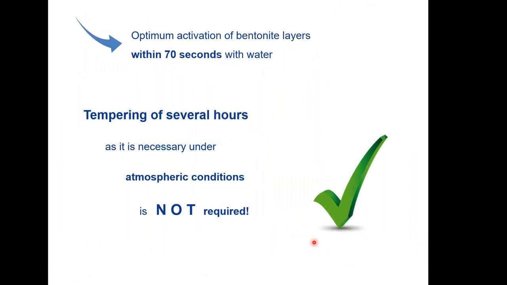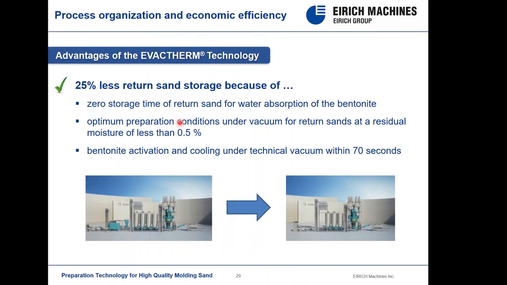So if we're doing this, we will not need those sand resting in the silos to help the bentonite to be activated in the sand in order to have a more cohesive property of the sand. We don't need that with using Evactherm. So if we don't use that extra storage space, we can use 25% less return sand storage, because we don't need that storage time of the sand to activate the bentonite. So as you can see here, we have a comparison of the traditional system versus an Evactherm system. As you see, we don't have the cooling system, which is also a requirement of maintenance, parts, and time going into the sand coolers, and we don't have this extra silo. So it's a more compact system producing better results.